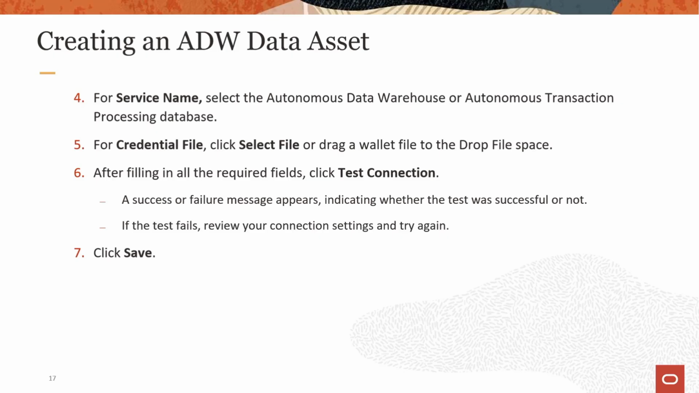After entering all the required fields, click Test Connection. You will either get a success or failure message indicating whether the test was successful or not. If the test fails, review your connection settings and try again. Click Save. When you use ADW or ATP as the target in a data flow design, you should select an object storage bucket as the staging location.